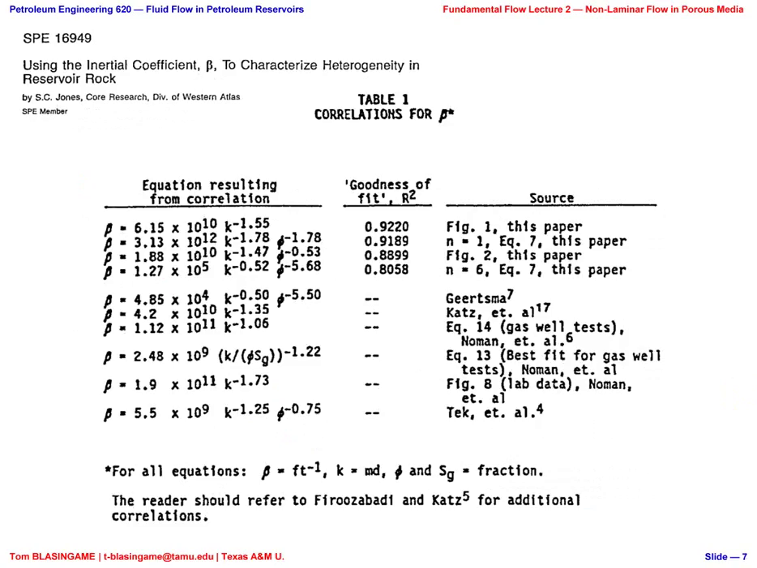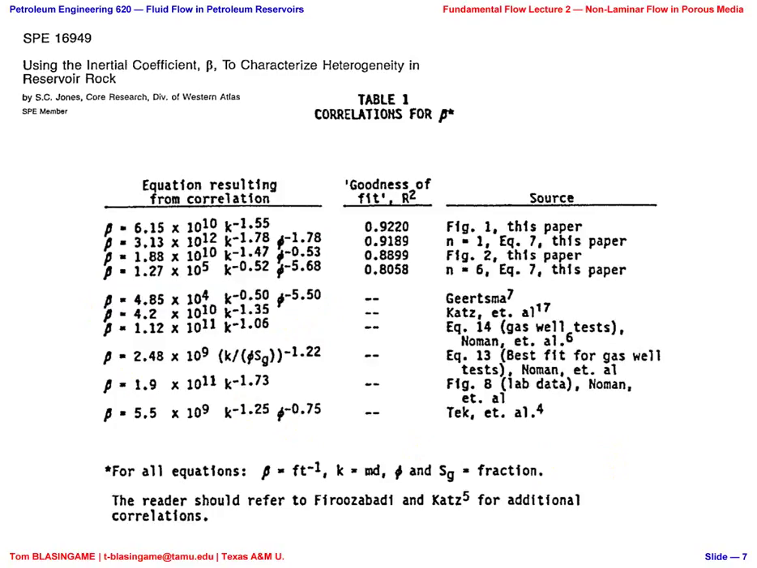These are all of the relationships that were present at the time when Jones wrote his paper, and you'll notice that he has correlations that are based solely on permeability. There are others that are based on permeability and porosity, and then there are variations of that from the literature. You can see Geertsma's equation, and then Katz et al. And so forth. And again, the goal of this work is to try to have a predictive relationship for beta.